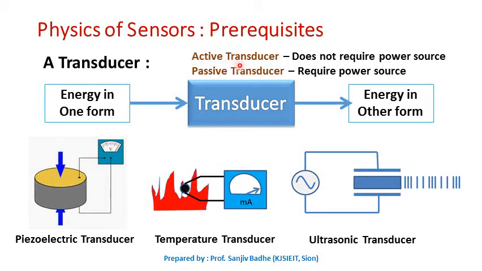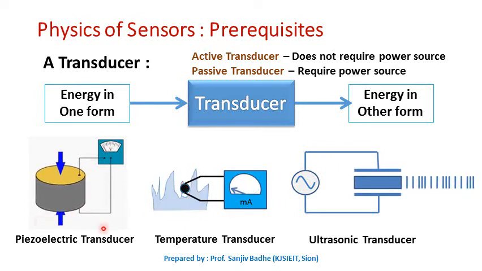A transducer can be an active transducer or a passive transducer depending on whether the power source is required by it. An active transducer does not require any power source. It operates on the principle of energy conservation. The active transducers generate the electrical signal that is proportional to the input signal. Here a piezoelectric transducer is an example of active transducer.